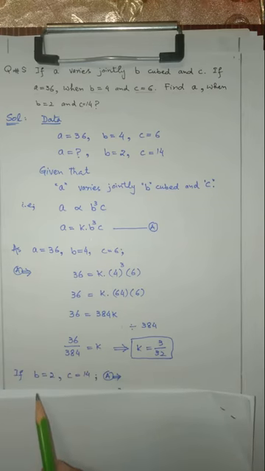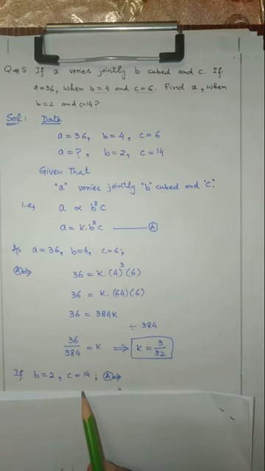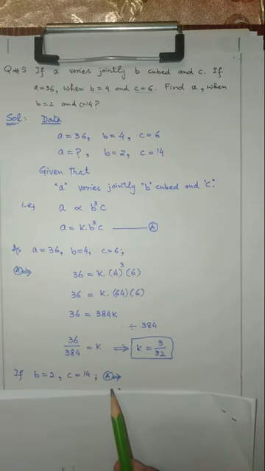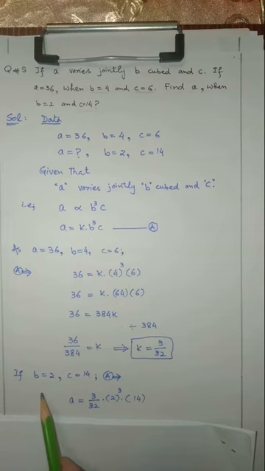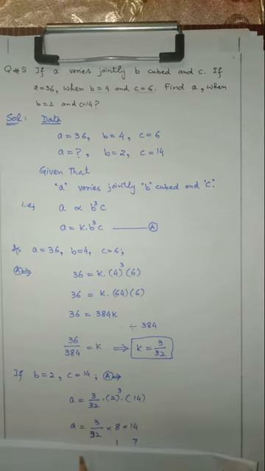If b is equal to 2 and c is equal to 14, then equation A implies for small a: small a is equal to 3 by 32, which is the value of k, dot 2 cube into 14, where 2 is the value of b and 14 is the value of c. 2 cube means 2 multiplied 3 times. 2 2s are 4, 4 2s are 8.